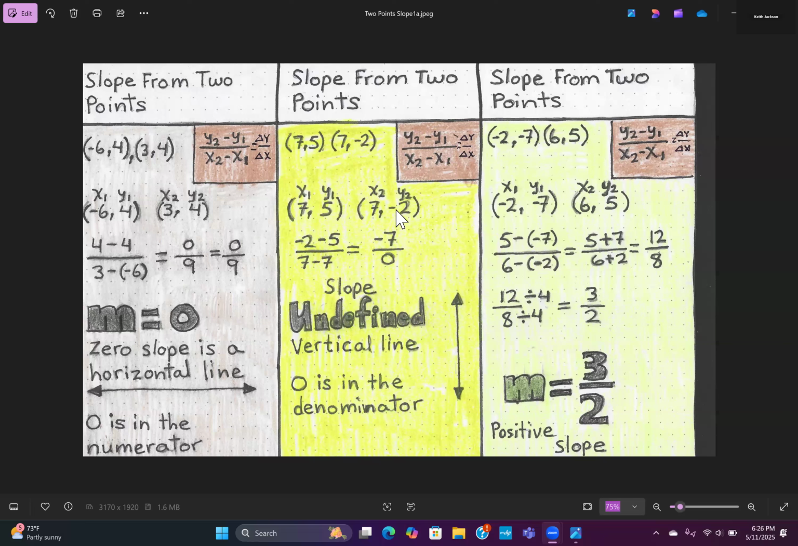So we're going to take this -2 and subtract it from this 5. When we do that, we get a -7. And then we're going to take this 7 minus this 7 in our denominator. We have 7 minus 7, which will give us 0. And guess what? This time, when we have a 0 in the denominator, the slope is undefined, meaning that it will result in a vertical line.